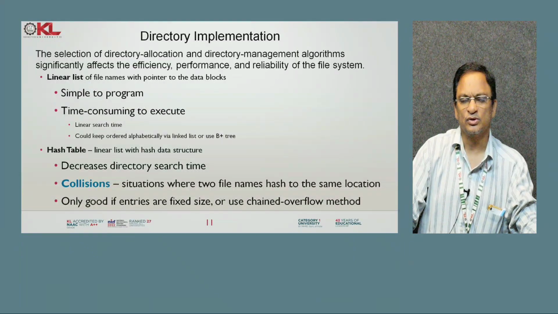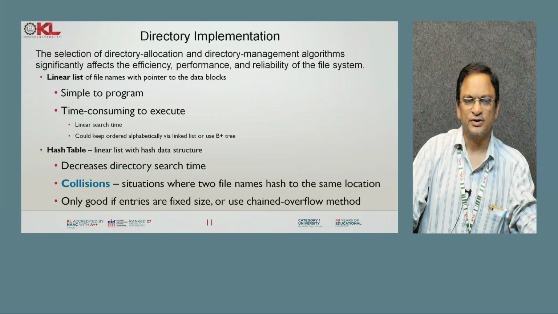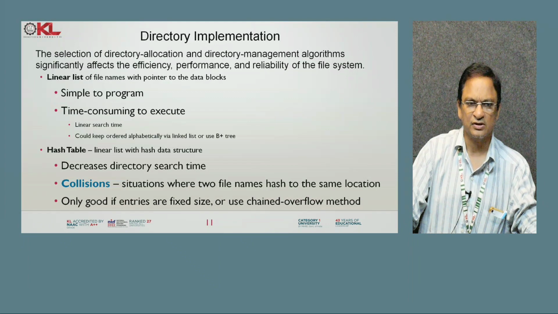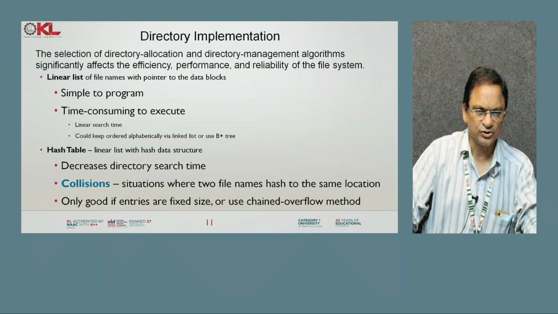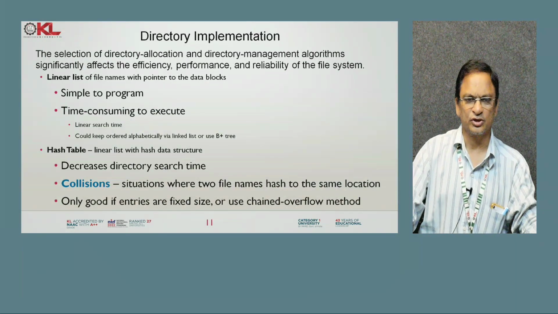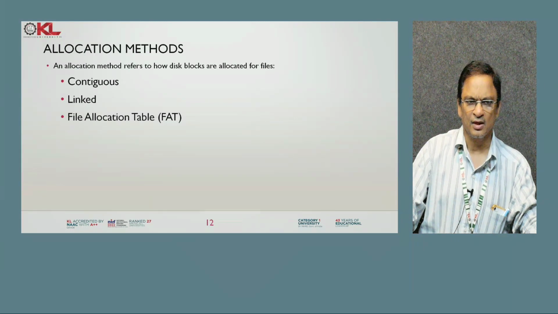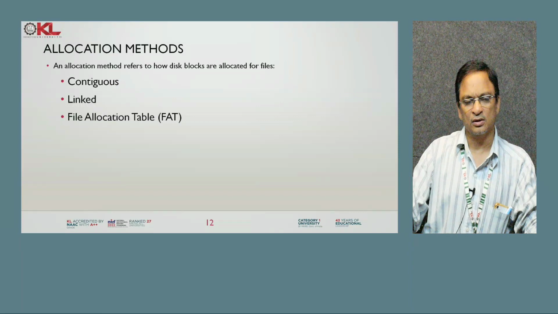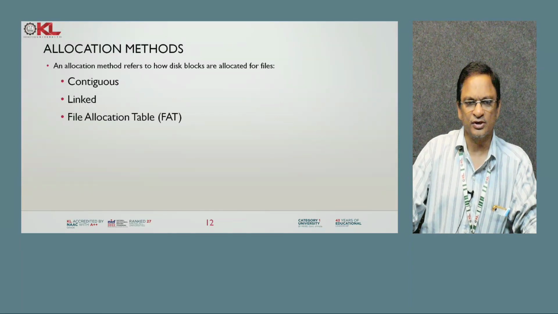And next we are going to discuss the directory implementation. The selection of the directory allocation and directory management algorithms significantly affects the efficiency, performance and reliability of the file system. There are two methods with which the directories can be implemented: the linear list and the hash table. And the second topic is the allocation methods, which are used to allocate the files on the blocks. That is, one is contiguous, second is linked, and the third is the file allocation table.